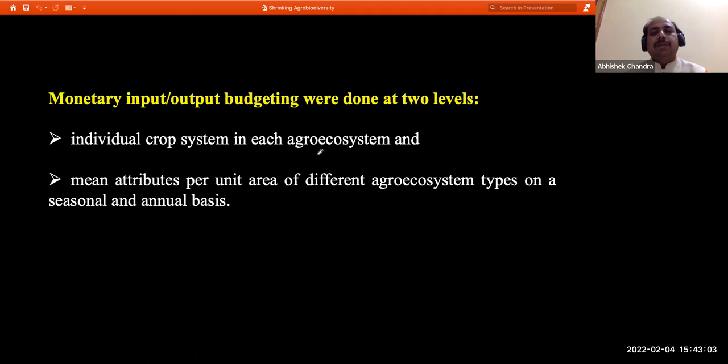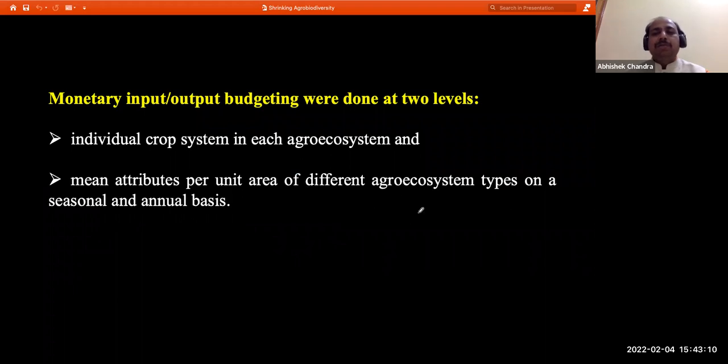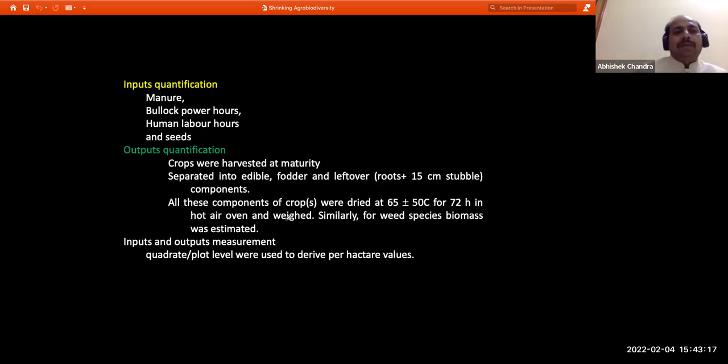So individual crop systems of each ecosystem were studied, and the land area of the different agroecosystems was attributed on a seasonal and annual basis. The input analysis was done by calculating manure, bullock power, human labor hours and seed. In the output analysis, the harvest was separated into the edible, fodder and leftover parts, the crop root and stubble component, and all components of the crop were dried at 65 degrees centigrade for 72 hours for the calculation of biomass and weight and to take the nutrient component. Input output measurement was done on the basis of the quadrat and the plot level.